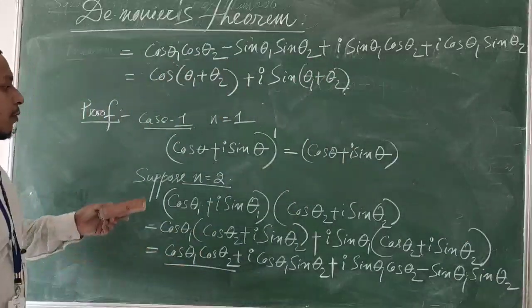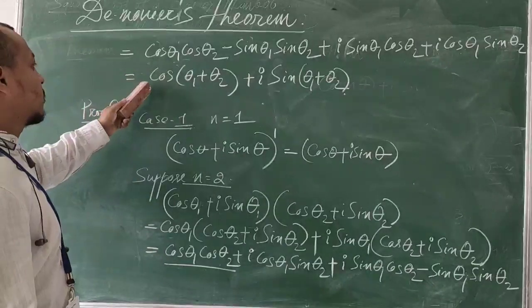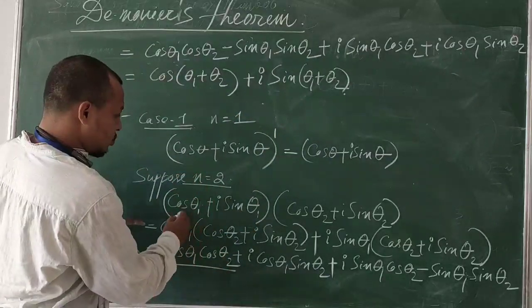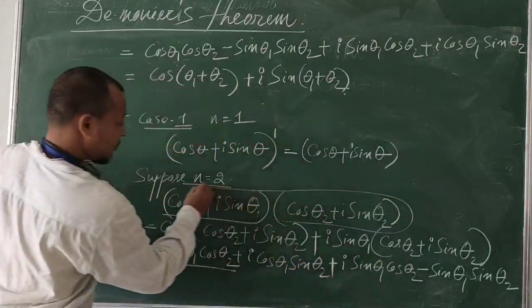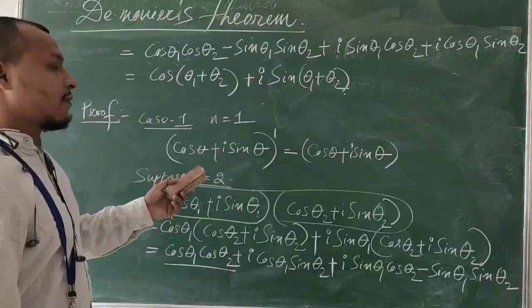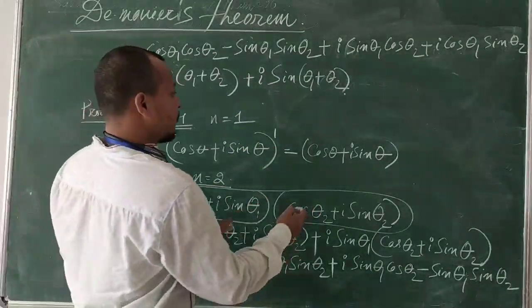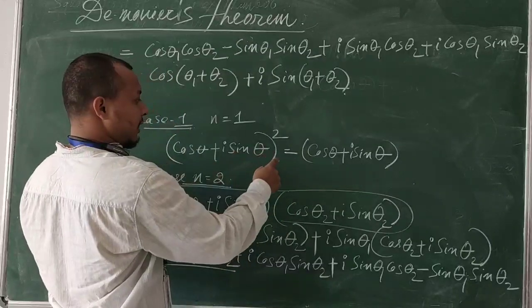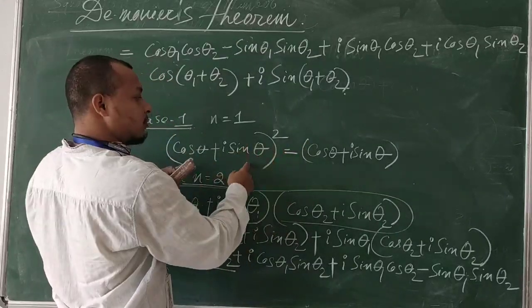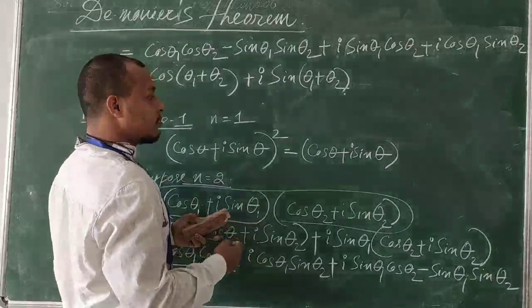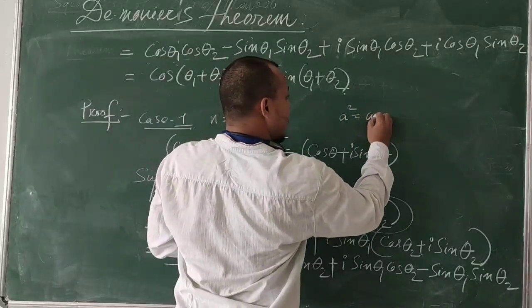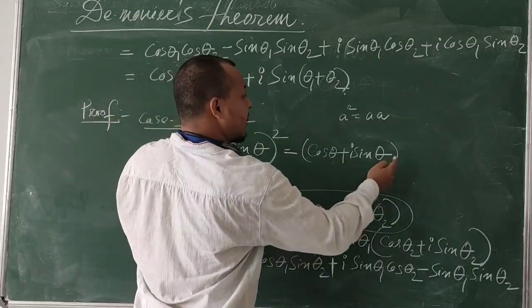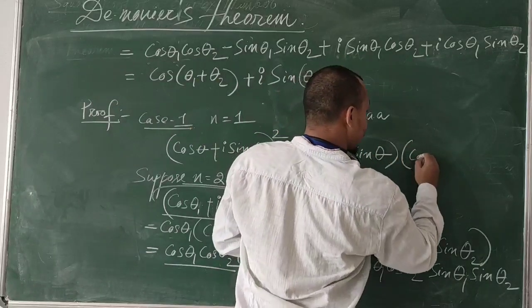Okay, I hope you have understood this one. See, this is the step that I have: cos of theta 1 plus theta 2 plus i sin of theta 1 plus theta 2, when you are multiplying these together. Then if theta 1 is equal to theta 2, it means if we take this in square, then we are multiplying this term 2 times. We know that a square means a into a. But here cos theta plus i sin theta 2 times means cos theta plus i sin theta, again multiplied with the same term.